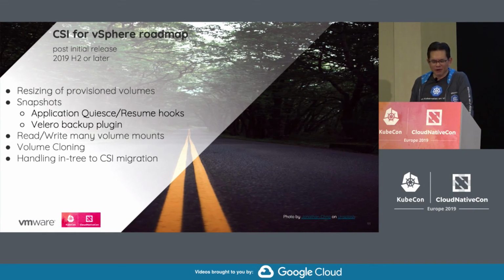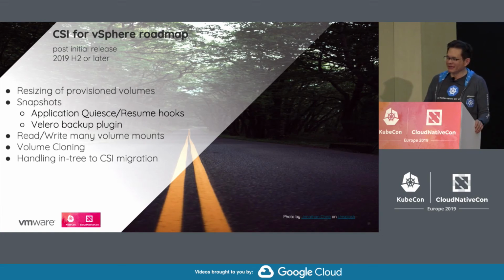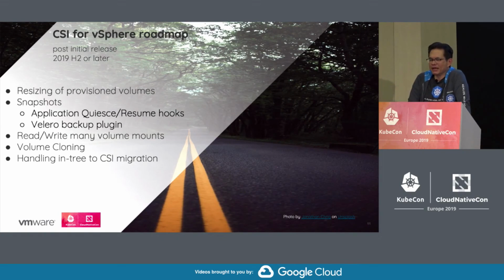Volume cloning is probably towards the back end of the roadmap, but people are looking at it. This is an expansion to CSI and the storage roadmap within Kubernetes. Also handling in-tree to CSI migration.